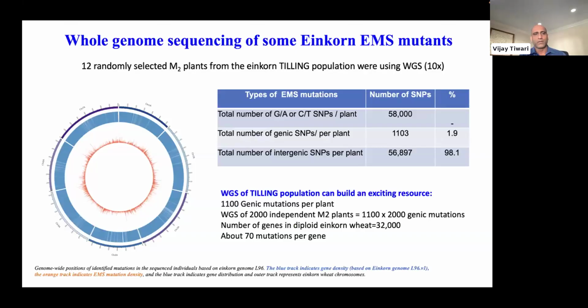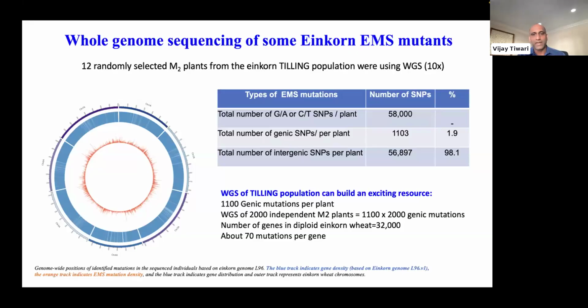So we took 12 randomly selected M2 plants and we sequenced them using a whole genome sequencing platform. There are some stats, but in general, we are looking at only G to A SNPs. This blue circle shows the distribution of gene density on the L96 genome, and this orange circle shows the distribution of SNPs, or EMS-based SNPs, on these chromosomes and on those genes.